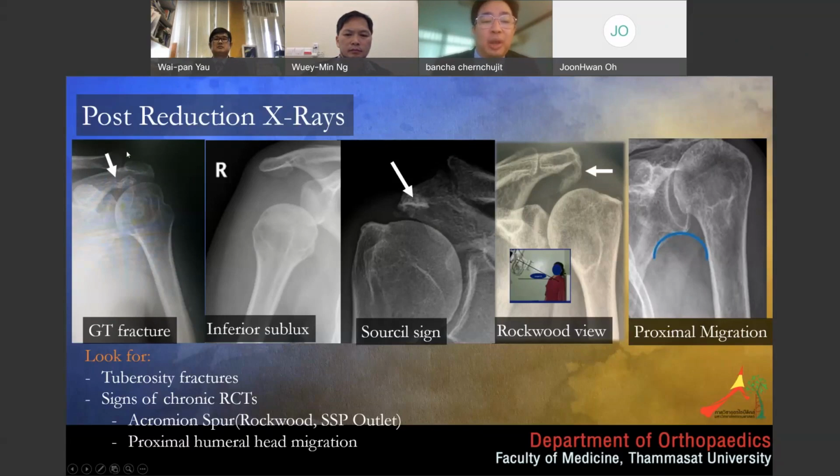So don't forget to look at the tuberosity, right? This patient has a displaced tuberosity fracture.